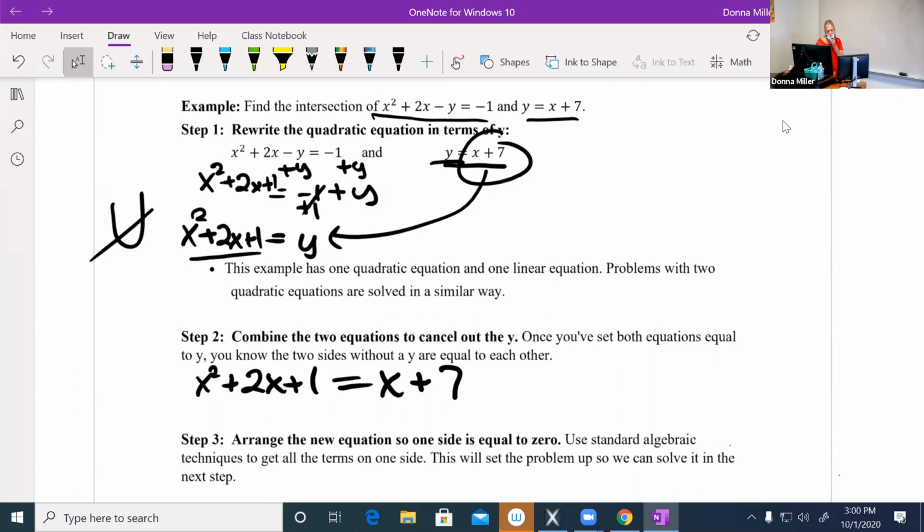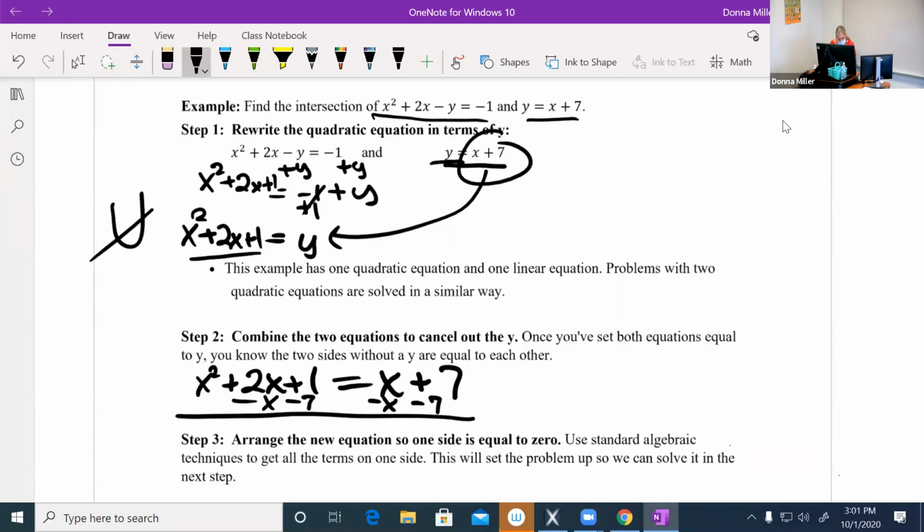Now, when you have an x squared, it's going to be some kind of quadratic. So with quadratics, you always want to set them equal to 0 to solve them. Hopefully, it's going to factor. So I'm going to move the x over, minus x, and minus 7, so I get 0. So I end up with, let me move this down a little bit.